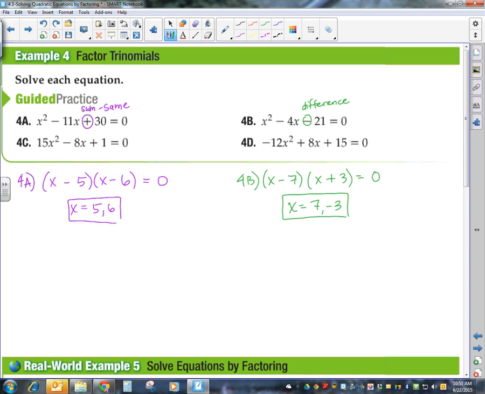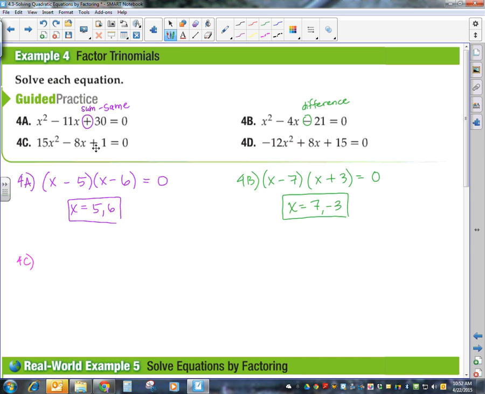Okay, so those are the easy ones because a was equal to 1 on both of those. Now let's go talk about a not equal to 1. Here we have a 15, here we have negative 12. So in the 15, again, there are many different methods of doing it. If this is a 1, this one's going to be pretty straightforward.